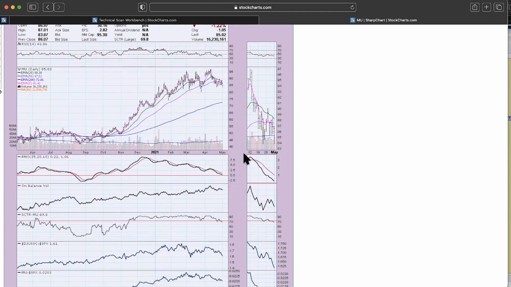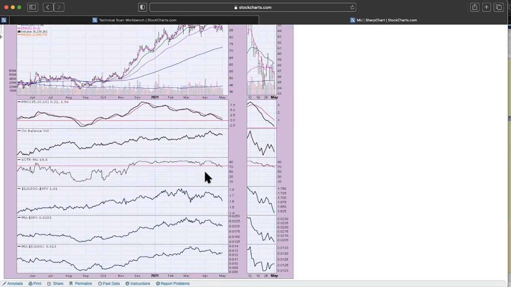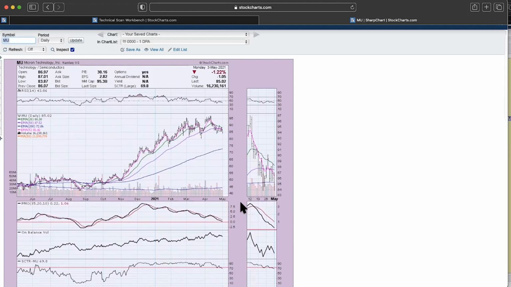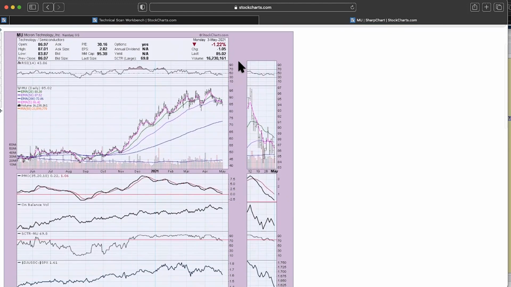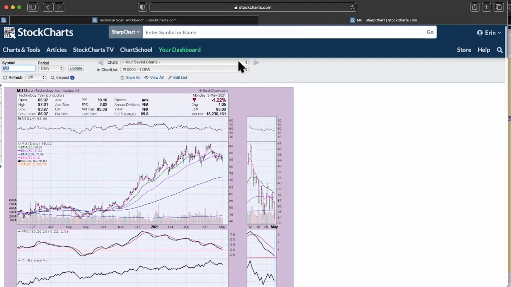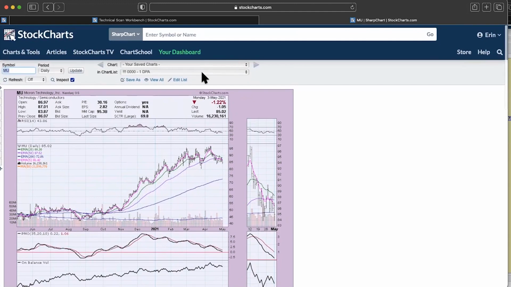And given that ugly PMO, given the poor performance of that industry group, Micron's sort of hanging in there with the S&P, and it's about even with what's going on in its industry group, which means it's not doing well. So Micron, the semiconductors, I don't think a good space to be in the market right now.